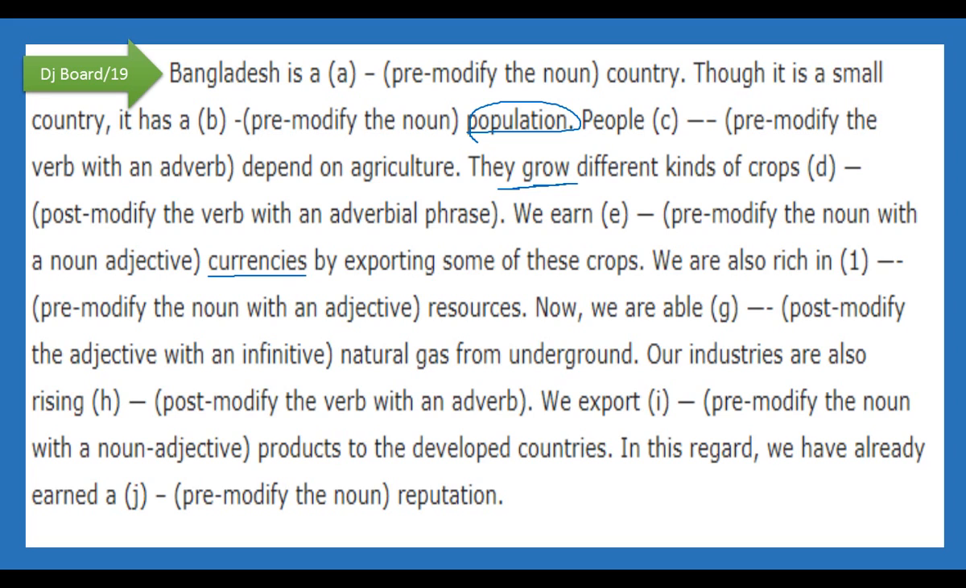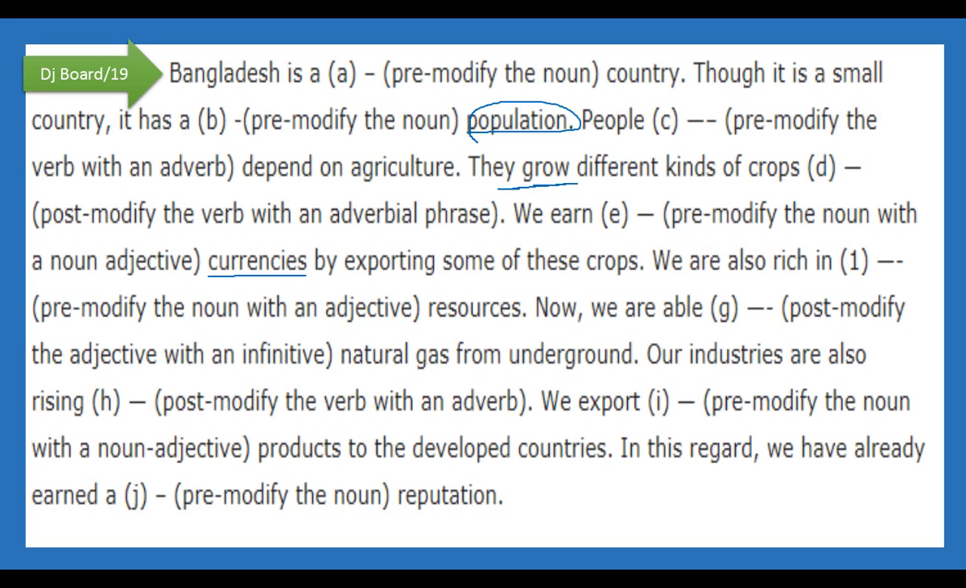We are also rich in dash resources. The question is very easy. Pre-modify the noun with an adjective. We are also rich in natural resources. Now we are able dash the natural gas from underground. Post-modify the adjective with an infinitive. To lift, or to collect, or to gather. To collect or to lift natural gas from underground.